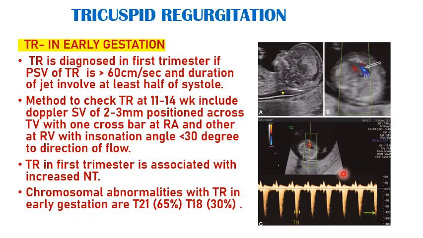to the direction of flow. Tricuspid regurgitation in the first trimester is associated with increased nuchal thickening. Chromosomal abnormalities with TR in early gestation are trisomy 21 in 65% of cases and trisomy 8 in 30% of cases.